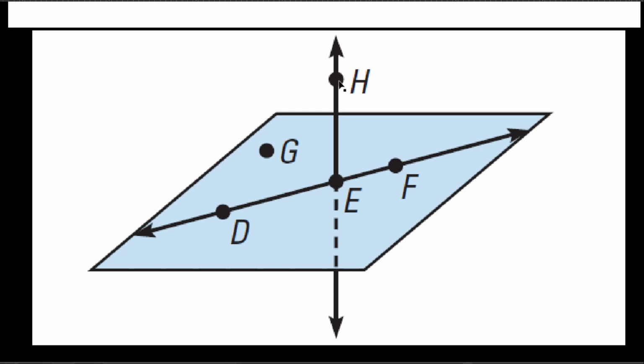Well, H would be non-collinear with G, D, and F, right? But H and E would be collinear because they're on the same line. See that one going up and down? All right, this is all just about language. This is about the language of geometry. That's basically all we're doing right here. We're not doing any math. We're not adding anything, subtracting anything. We're just learning some words. And geometry is full of different words. All right, so what was the next thing?